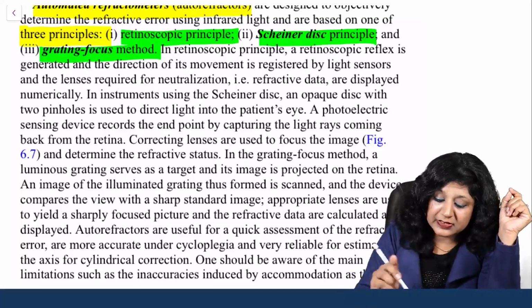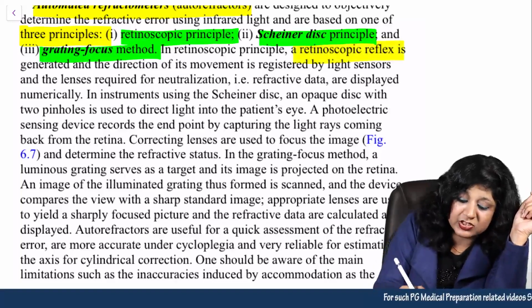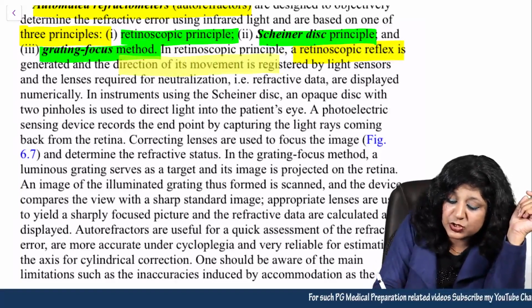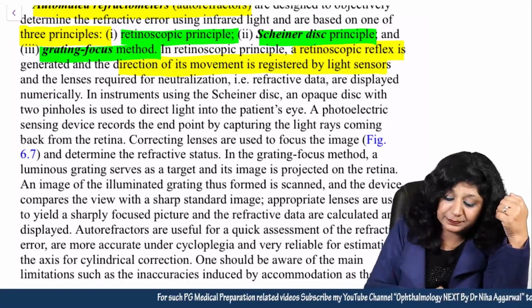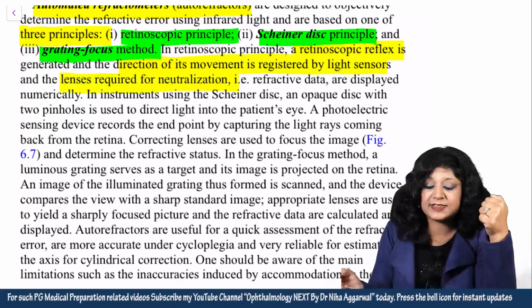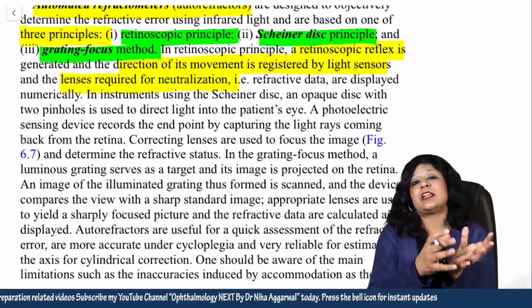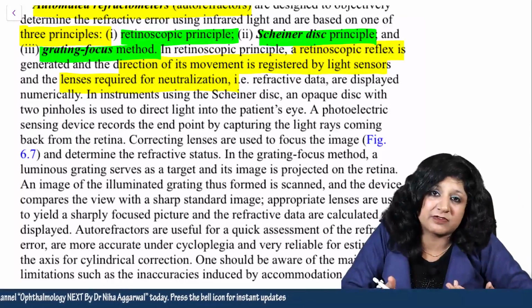In the retinoscopic principle, as we already know, a retinoscopic reflex is generated, and you have to see the direction of the movement, which is actually sensed by the light sensors, and you have to see what lenses are required for the neutralization. Whatever lens is sufficient to neutralize that reflex will be the power of the refractive error.